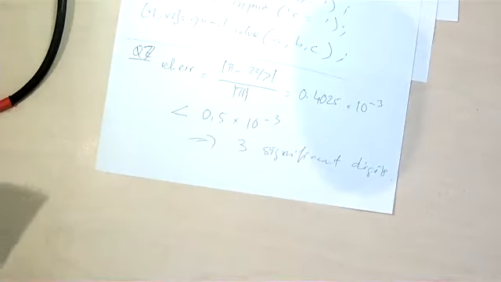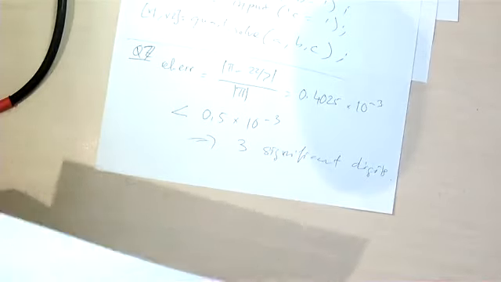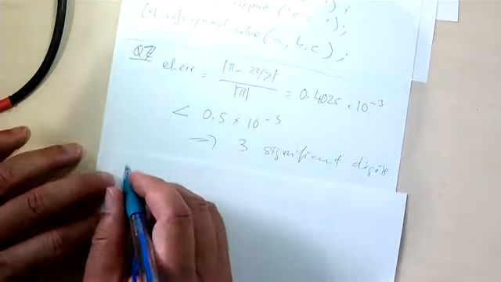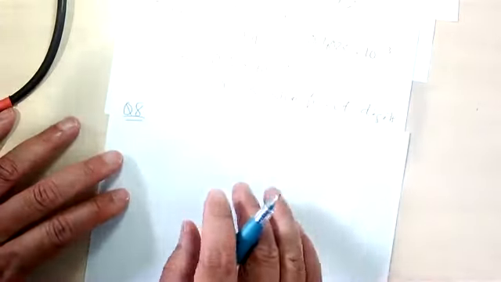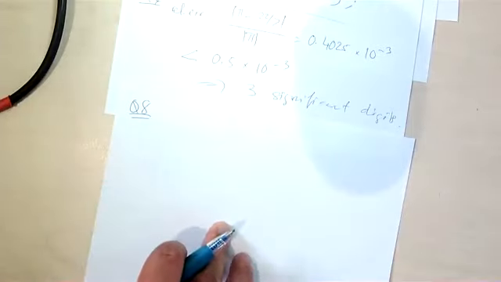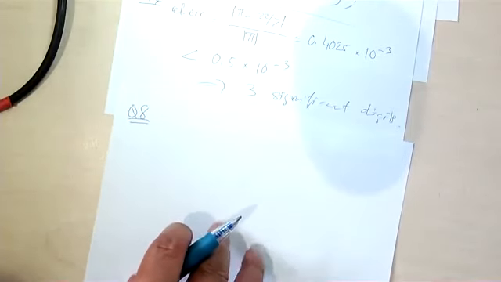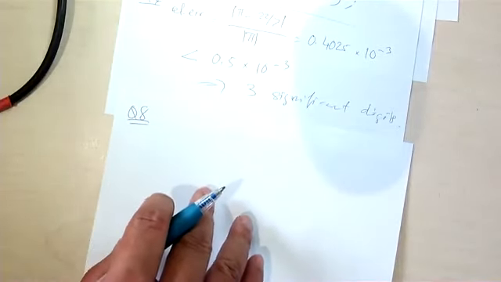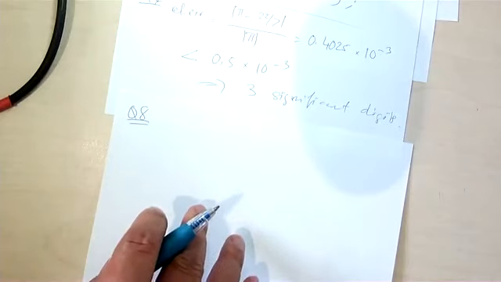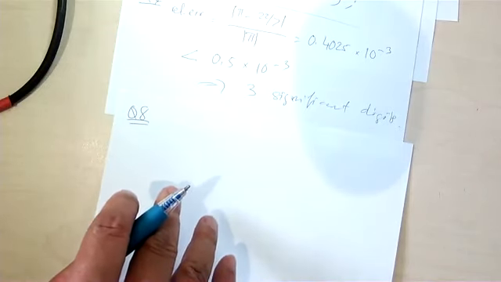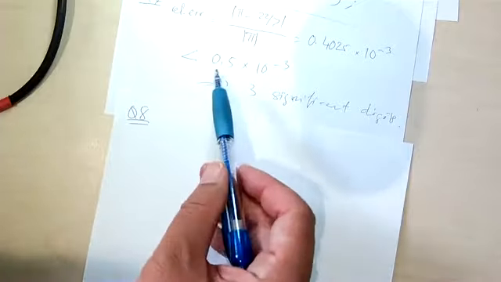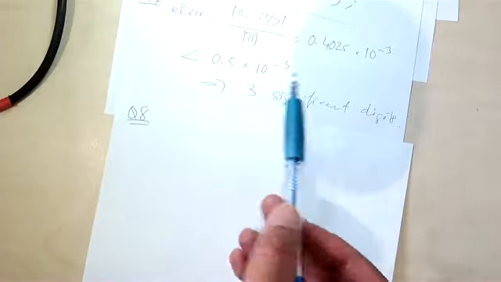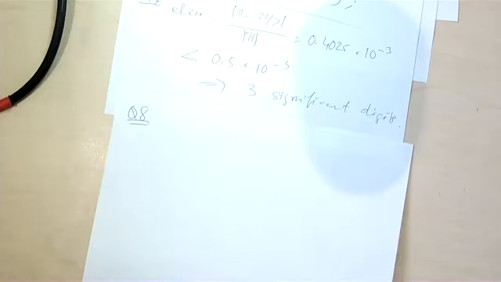Now the next one is back to MATLAB again. For the number of significant digits, if you look up on the internet, there are many definitions. So for this class, we just stick to one definition. If the relative error is less than 0.5 times 10 to the minus p, then we say that it has p significant digits, okay?